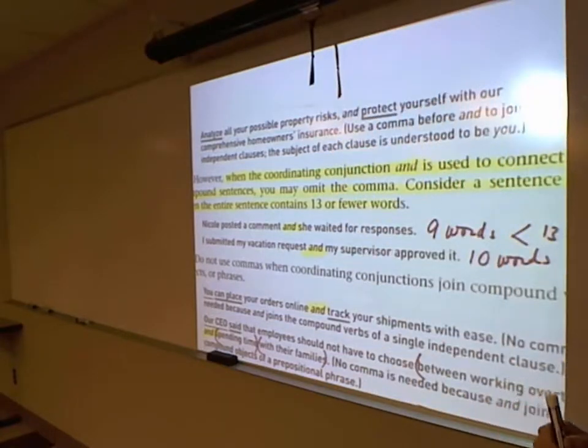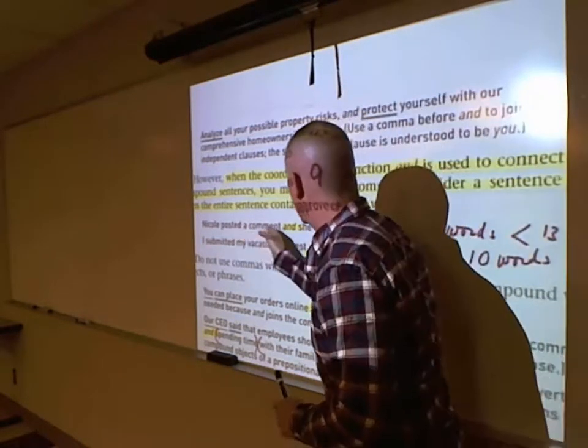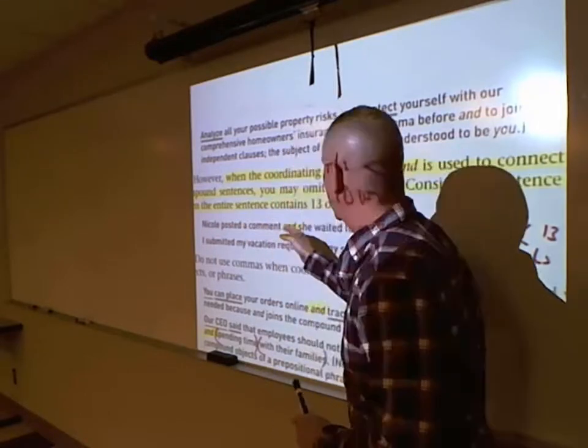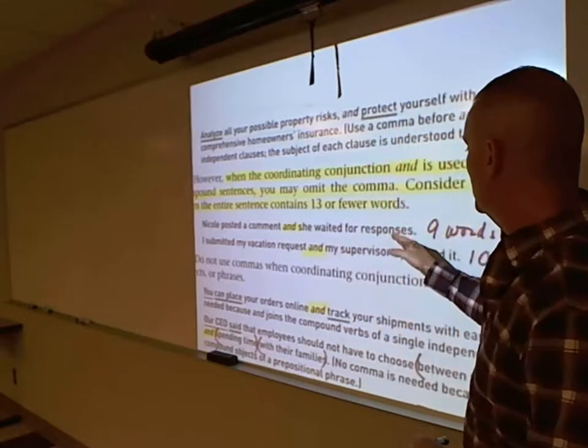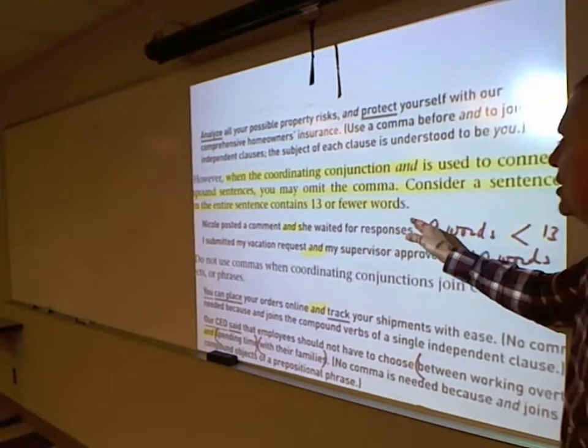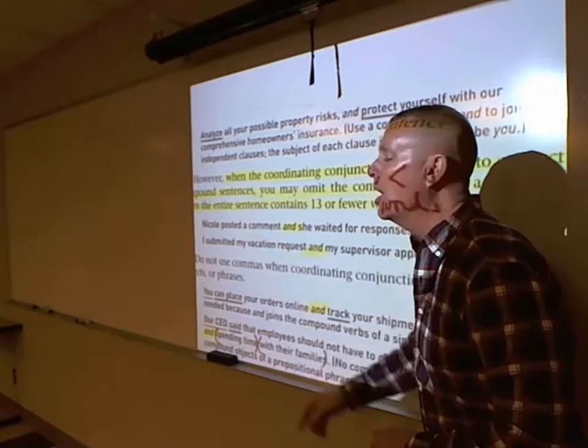So here's this one right here. "Nicole posted a comment," that's an independent clause, "and she waited for responses." The comma is not necessary because that's only 9 words, so they omitted the comma that joins those two independent clauses. Same thing for this next one. It has only 10 words.